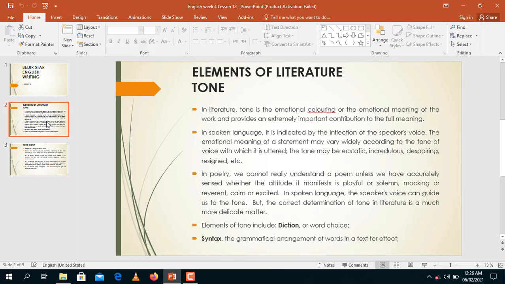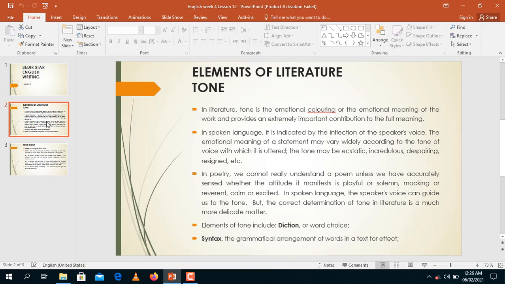In poetry, we cannot really understand a poem unless we have accurately sensed whether the attitude it manifests is playful, solemn, or mocking, or reverent, or calm, or excited. In spoken language, the speaker's voice can guide us to the tone. The way I'm speaking here can make you tell the tone. But the correct determination of tone in literature is much more delicate than just speaking.